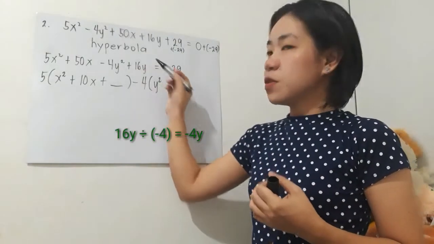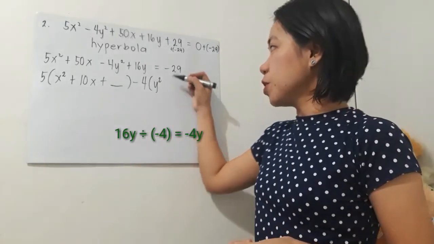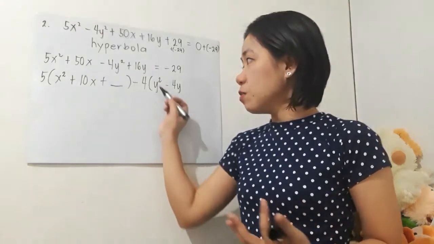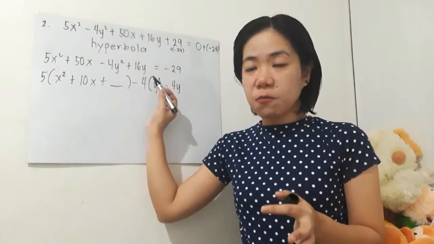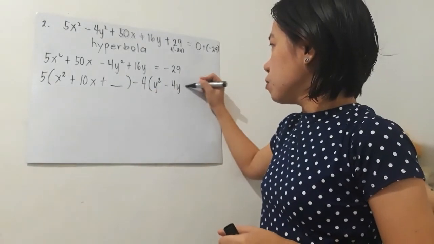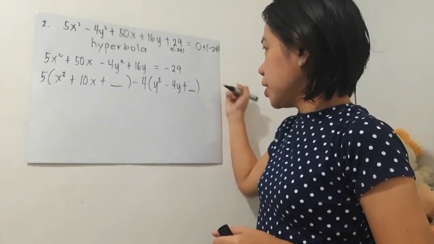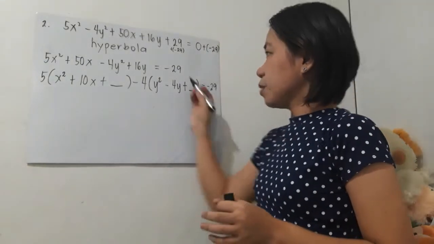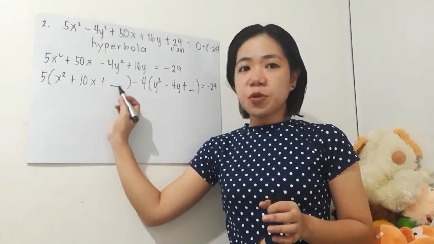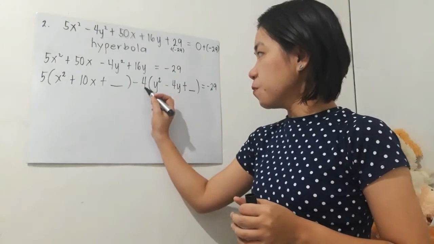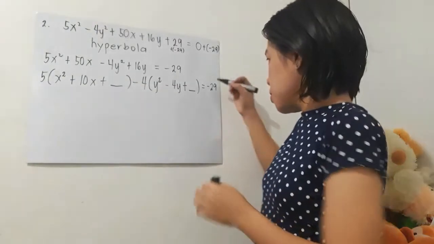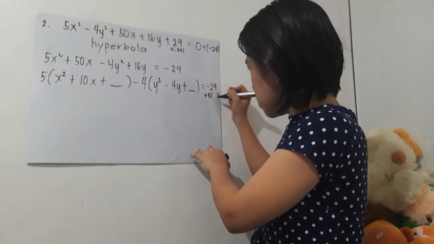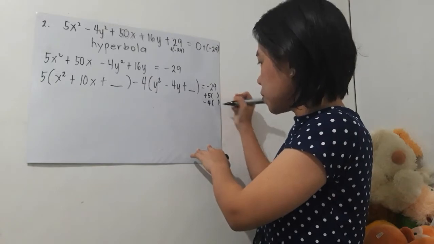And then this time we have 16y. 16y divided by negative 4 will give us negative 4y. Again, 16y divided by the number that you factored out, that is negative 4. So we'll have negative 4y plus blank, since we are completing the square. And then equal to negative 29 plus 5 times the number you add here minus 4 times the number that you'll add here. So let's write that here, plus 5 times blank minus 4 times blank.